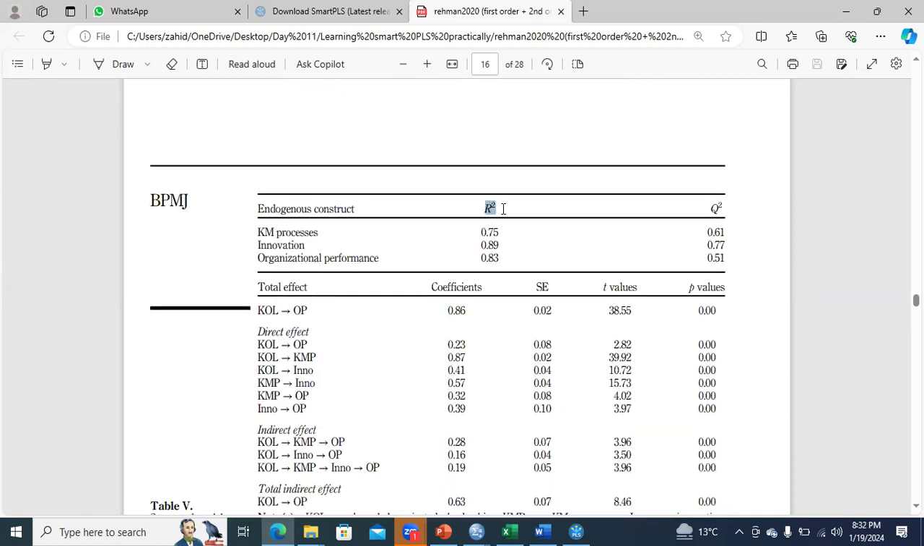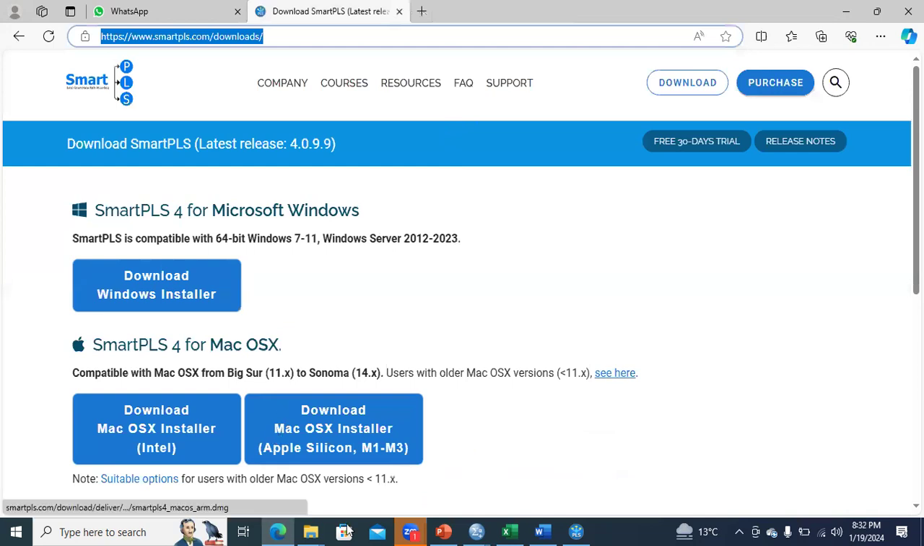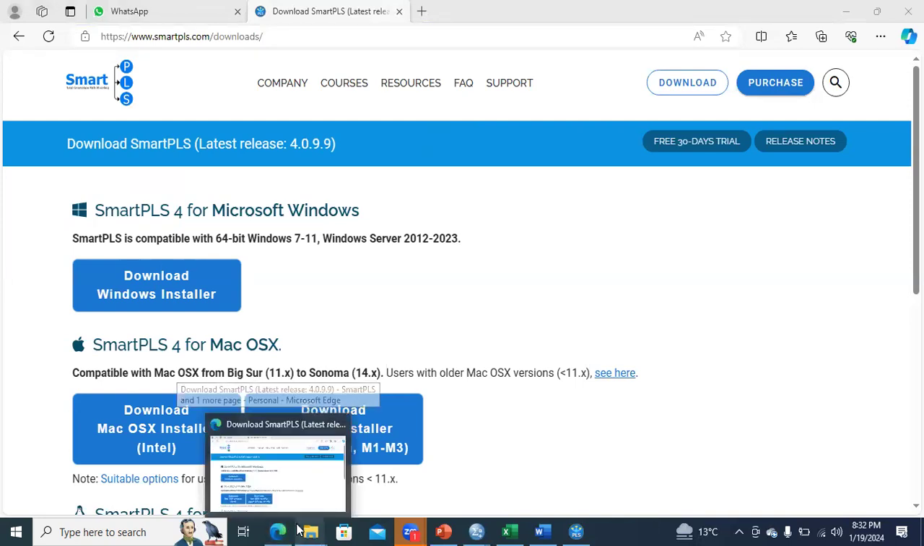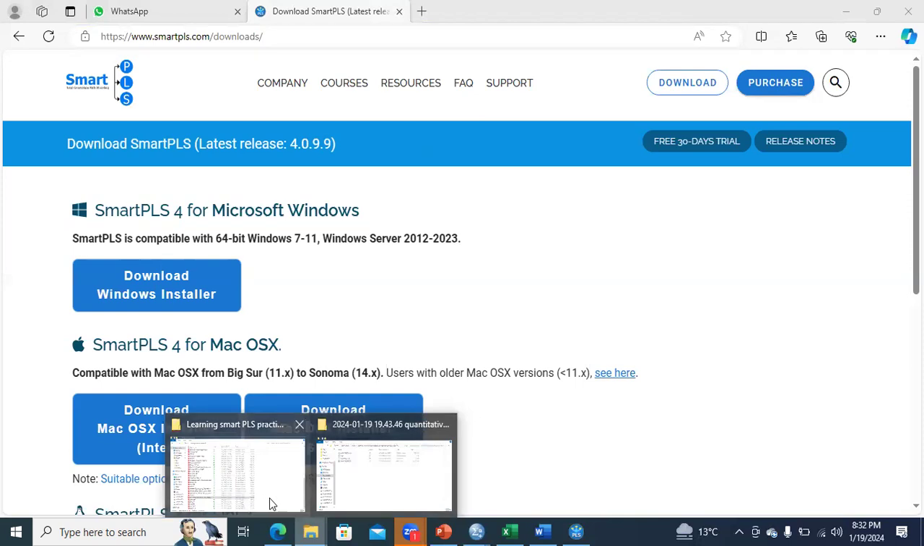Then you can see the R square. I will let you know how Q square and these coefficients could be established. You can find all these things out using the Smart PLS procedure. There are a lot of papers which were written using this procedure.